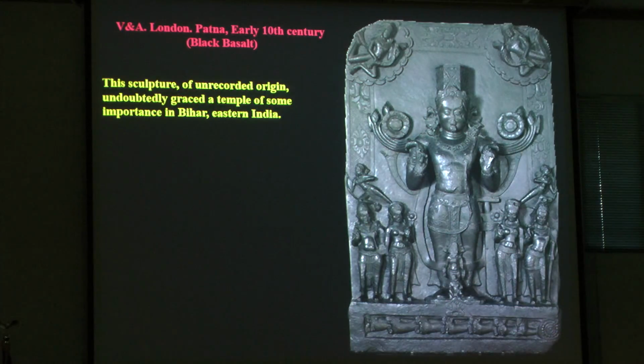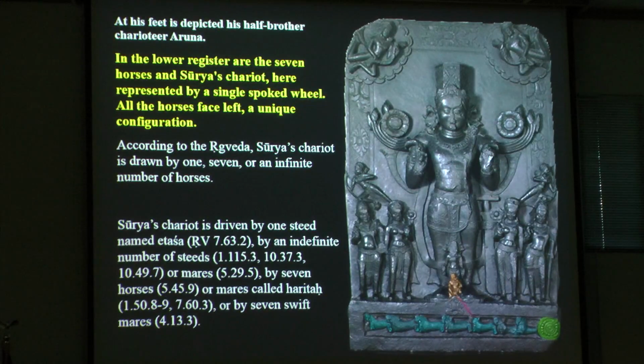The 7 horses are only shown in late iconographies, like the sculpture of unrecorded origin, undoubtedly gracing a temple of some importance in Bihar, in eastern India, dated to the 10th century CE, now in the Victoria and Albert Museum. At the feet of Surya is depicted his half-brother, the charioteer, Aruna, and in the lower register are the 7 horses and Surya's chariot, here represented by a single-spoked wheel, and all the horses face left, a unique configuration.